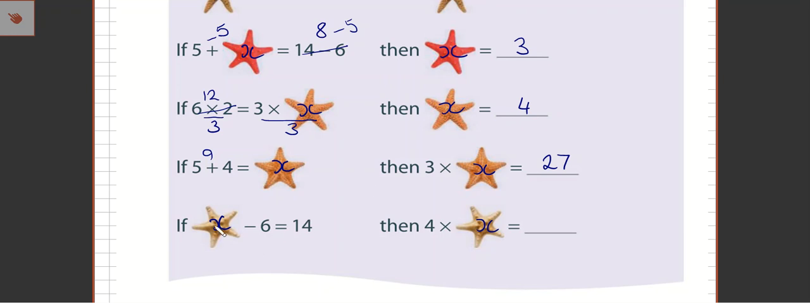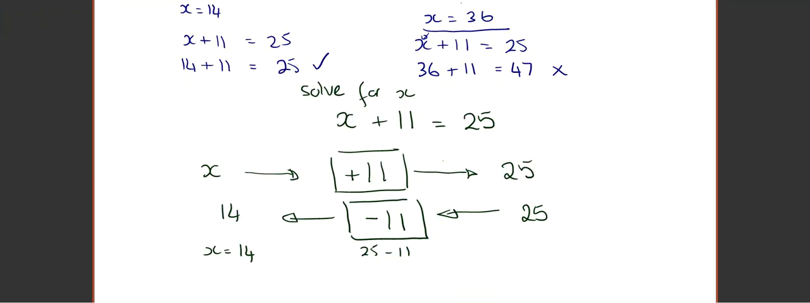Alright, important, x minus 6 is 14, so we have to work out, John, that we have to add the 6 back on, that tells me x equals 20, therefore 4 times 20 equals 8. Okay?